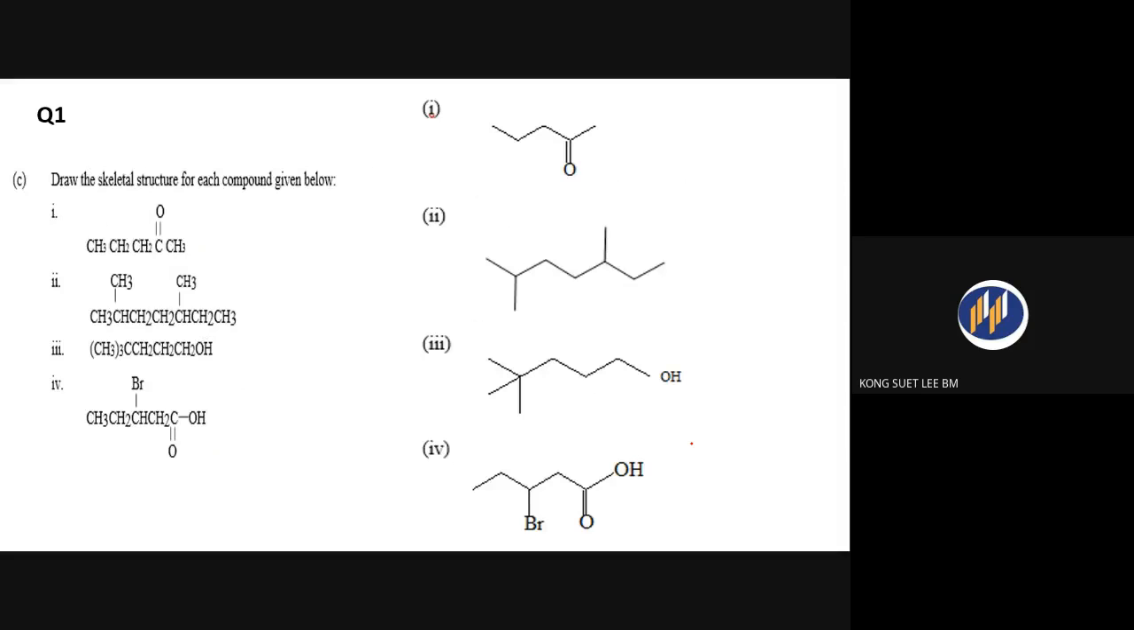For question number 1C, we convert from condensed to skeletal. I think this one is much easier. You just remember 1 carbon, 2 carbon, 3 carbon, 4 carbon, 5 carbon, so you must tally. And then at carbon number 4, there is a double bond. Actually, we consider this one as carbon number 2. But later, when you learn about naming, actually this is C1 and this one is C2, because the carbon with the functional group, we assign first. I think there should be no problem for 1C here.